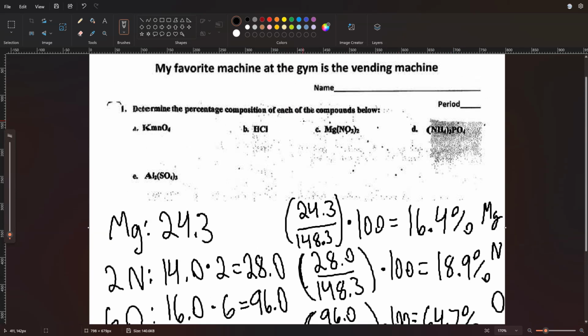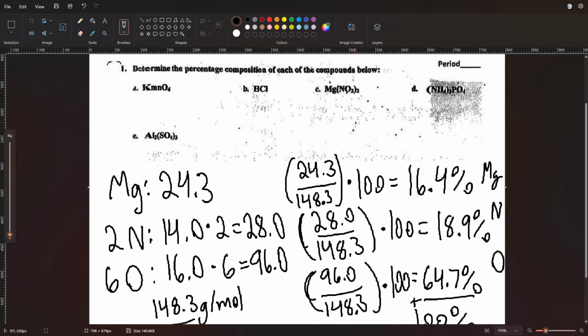So when you write the answer to it, just circle and specify or box in, hey, these are my percentages of these. That way your teacher can see the composition per atom of the formula.